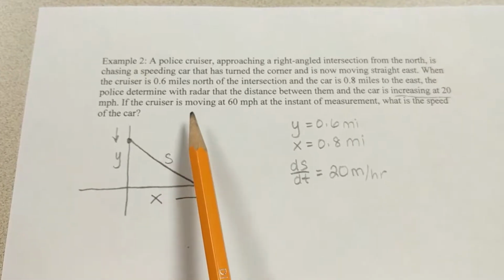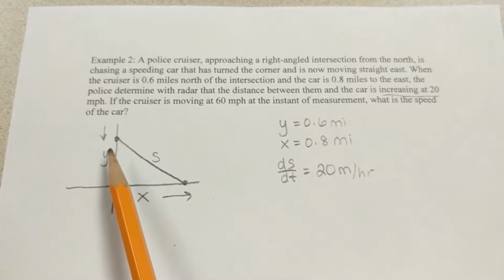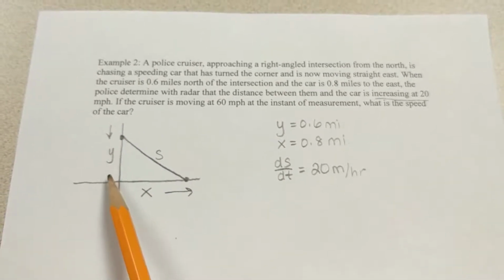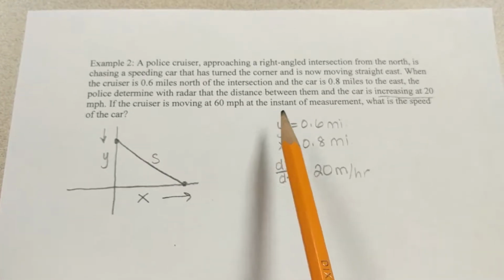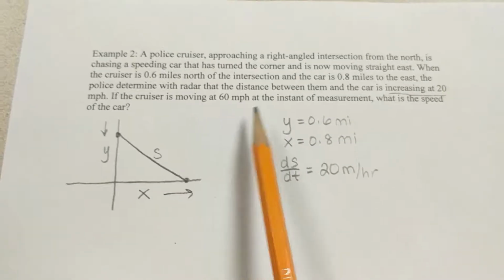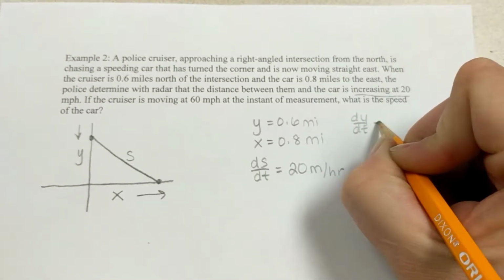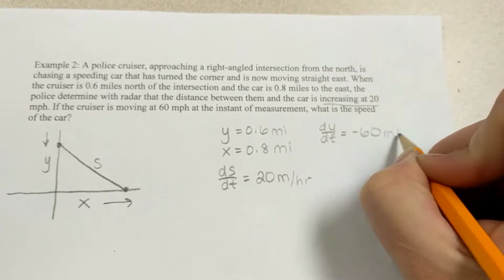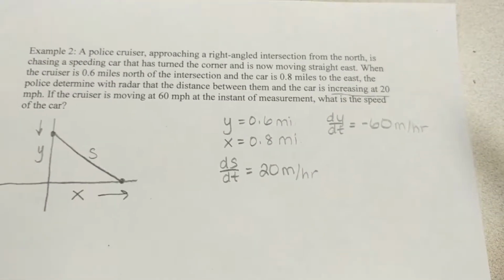Then it says if the cruiser is moving at 60 miles an hour, that was this Y value. Now, something important here is that this cruiser is traveling south. It's going down. Velocity can be negative. Speed cannot, but velocity can. So we're looking at this as change in Y with respect to time is negative 60 miles per hour. That's going to be really important that that's a negative value.